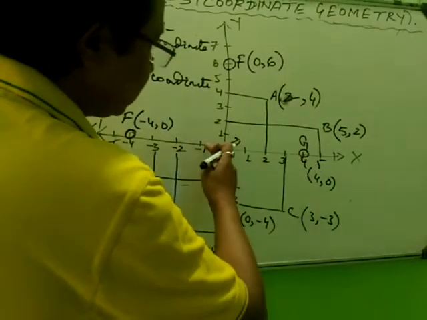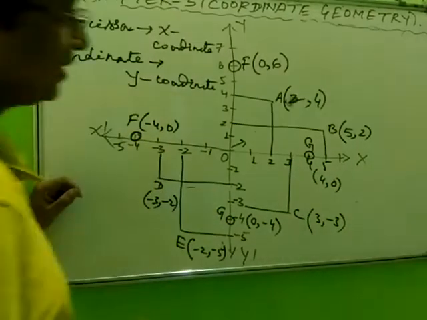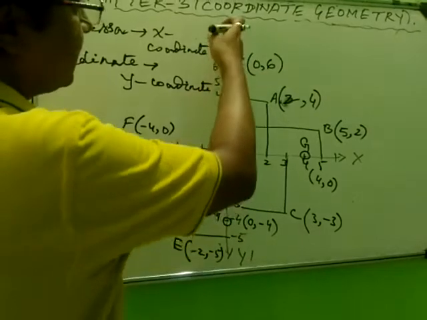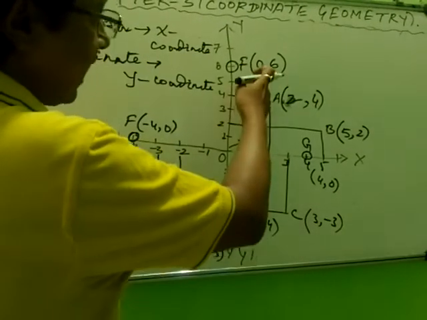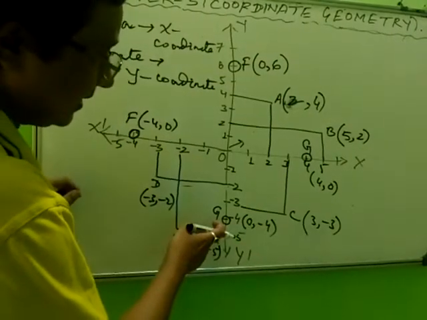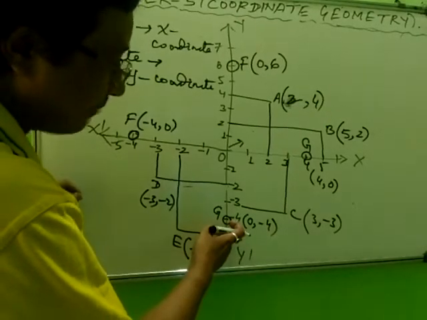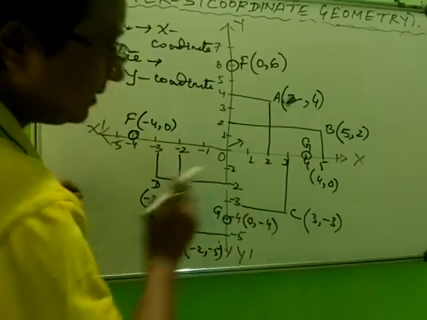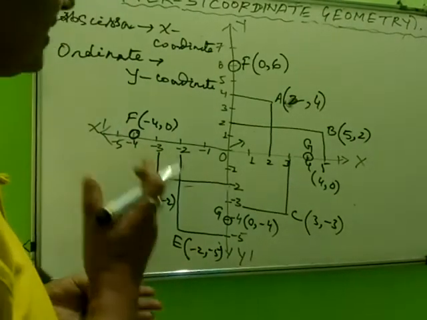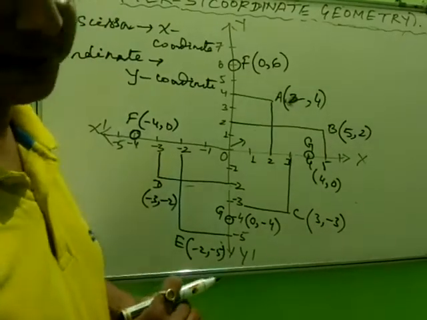Here g, so this is the x axis, x is 4, so y is 0. Then you take f, so here on the y axis, x is 0, y is 6. Similarly, let us take this g. So here on the y axis, y is minus 4, so the x will be 0. So that is why for a point lying along the x axis or the y axis, one of the coordinates you will get 0.